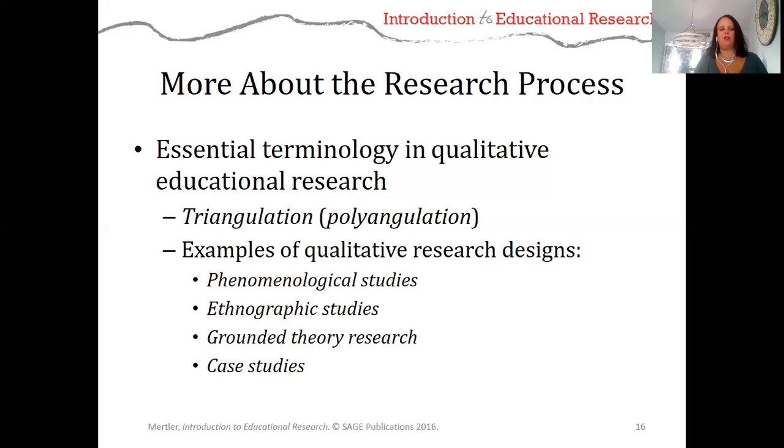Ethnographic studies are those studies where you're looking at understanding a culture, or people, and their real lived experience in relation to education. So an ethnographic study might ask, what is a first gen student's experience in my college or university? That might be the kind of question that you would answer with an ethnographic study.